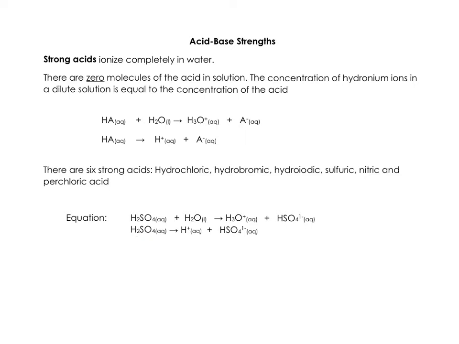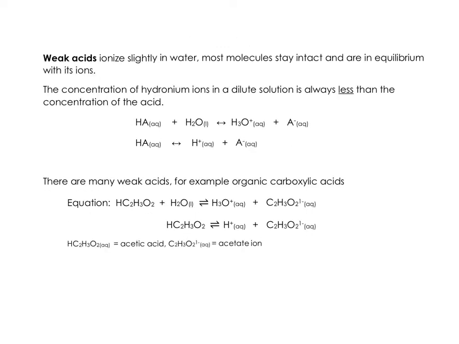Informally, sulfuric acid ionizes 100% to produce a proton and its conjugate base, the anion that is left after you remove the H+. Weak acids will ionize slightly in water. Most molecules will stay intact and they are in equilibrium with their ions. The concentration of hydronium ions in a dilute solution is always less than the concentration of the acid. So little ionization occurs. Therefore, with weak acids, we have the equilibrium arrows.